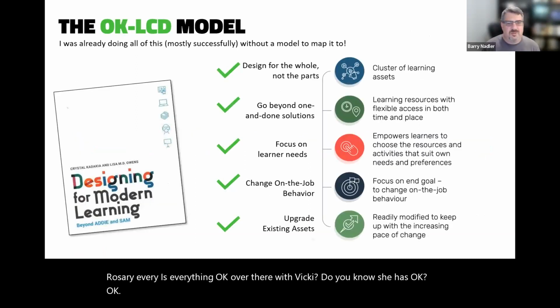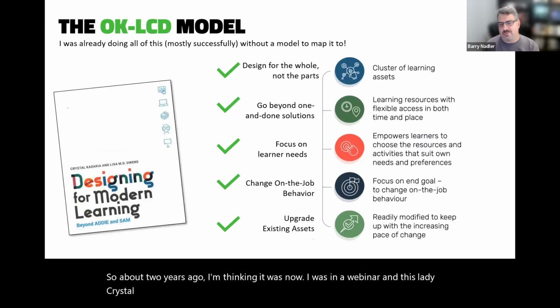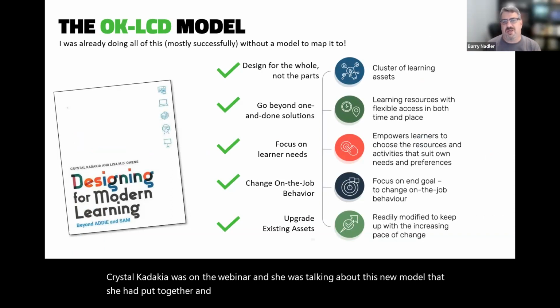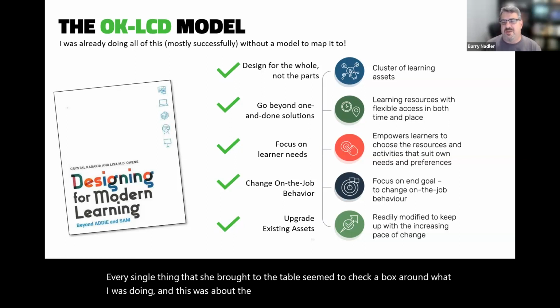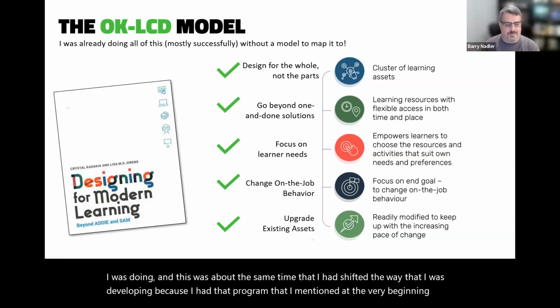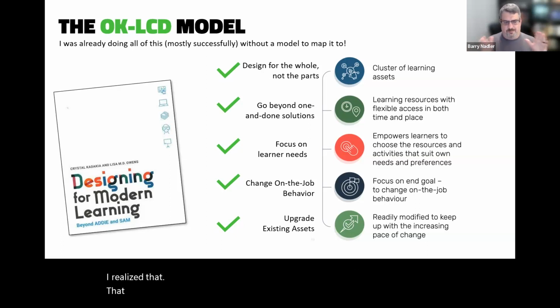So there you go. About 2 years ago, I'm thinking it was now, I was in a webinar and this lady, Crystal Katakia, was on the webinar and she was talking about this new model that she had put together. And as she was talking about it, every single thing that she brought to the table seemed to check a box around what I was doing. And this was about the same time that I had shifted the way that I was developing because I had that program that I mentioned at the very beginning. I had to create all of that content in 90 days. And I realized that finally I had a formal model that I could map things to.